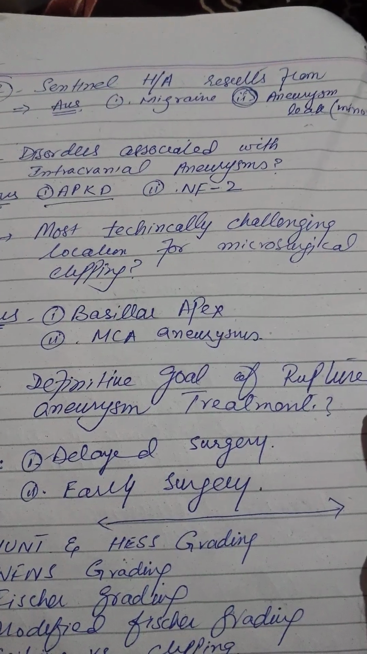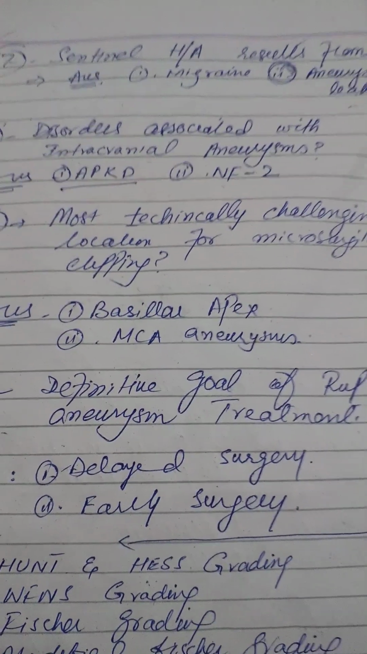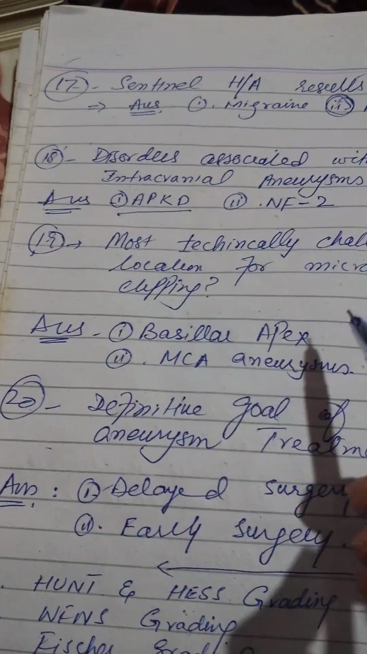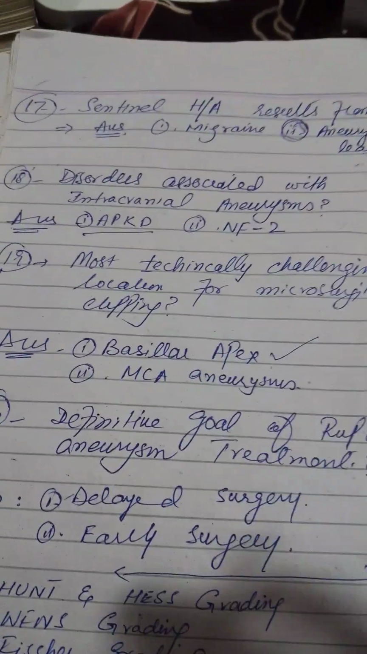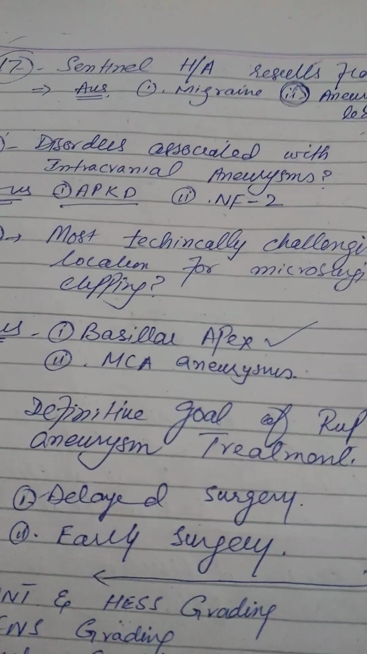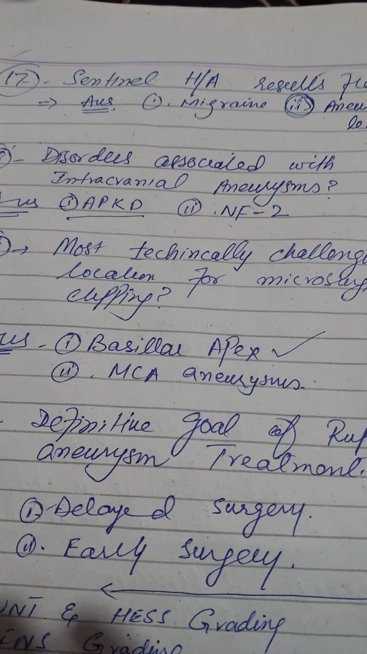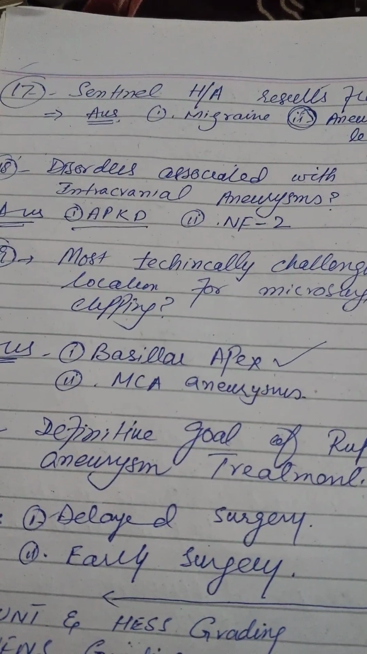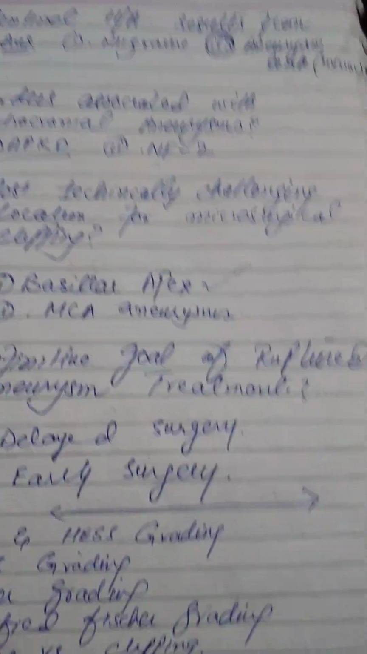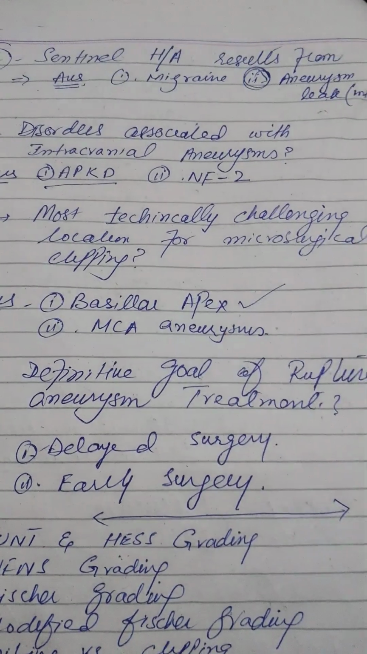The most technically challenging location for microsurgical clipping: those in the posterior circulation, so basilar apex. One thing you should always keep in mind is that posterior circulation aneurysms are favorable for coiling. So whenever coiling versus clipping is asked and posterior circulation is mentioned, you will go for coiling.